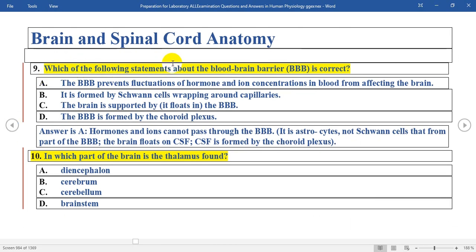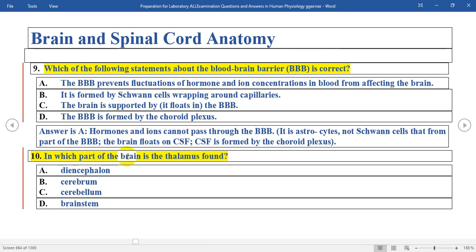Which of the following statements about the blood-brain barrier is correct? The BBB prevents fluctuations of hormone and ion concentration in the blood from affecting the brain. It is formed by Schwann cells. The brain is supported by a lot in the BBB. The BBB is formed by the choroid plexus. Answer is A.